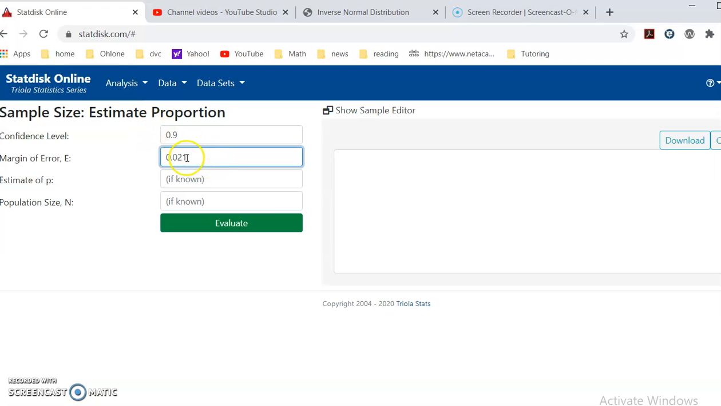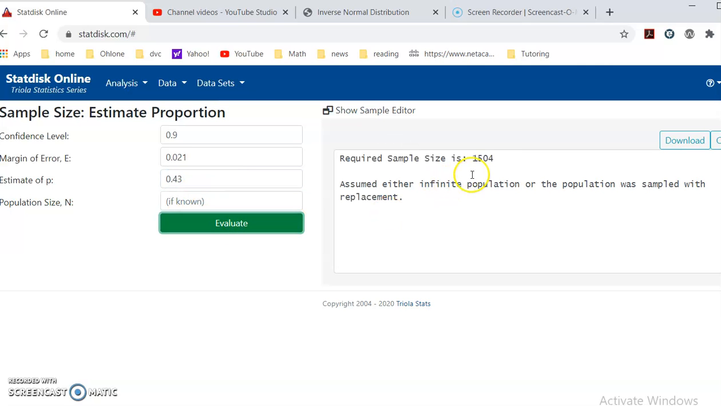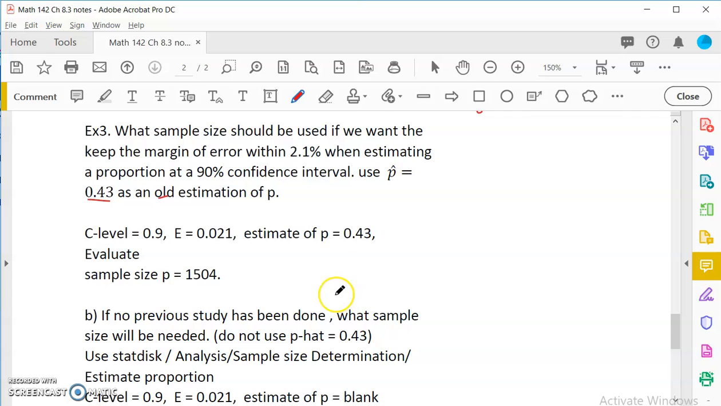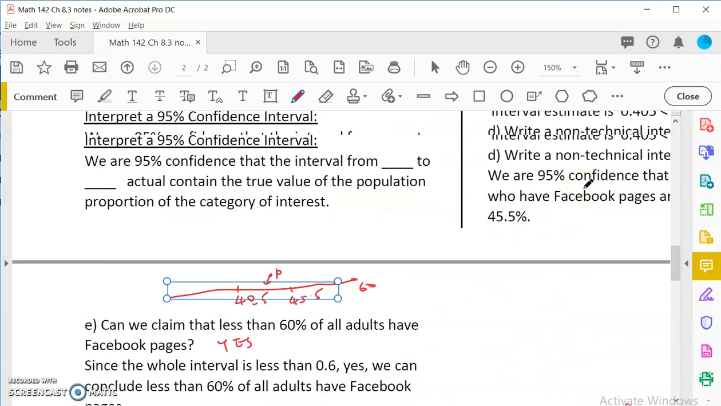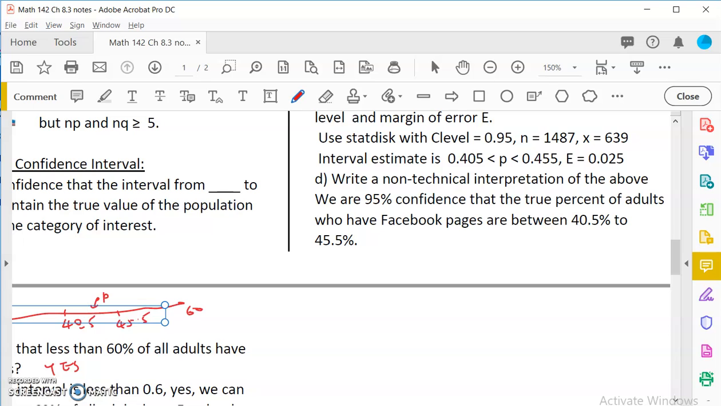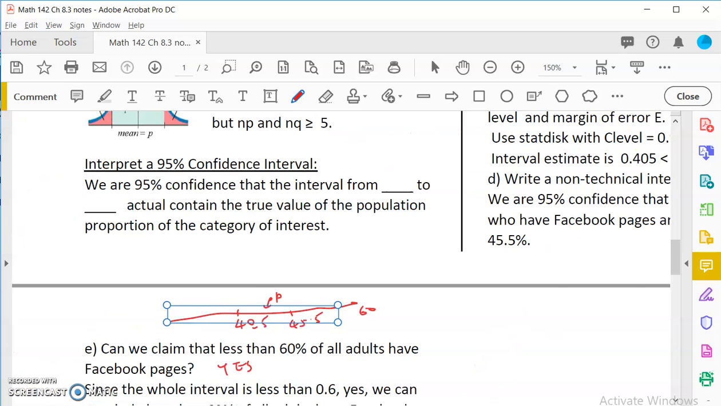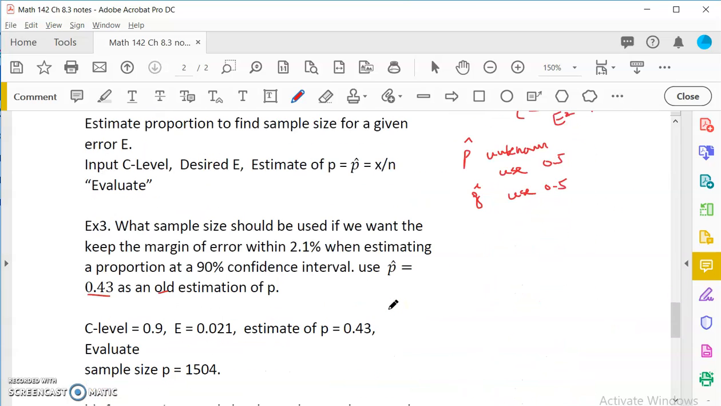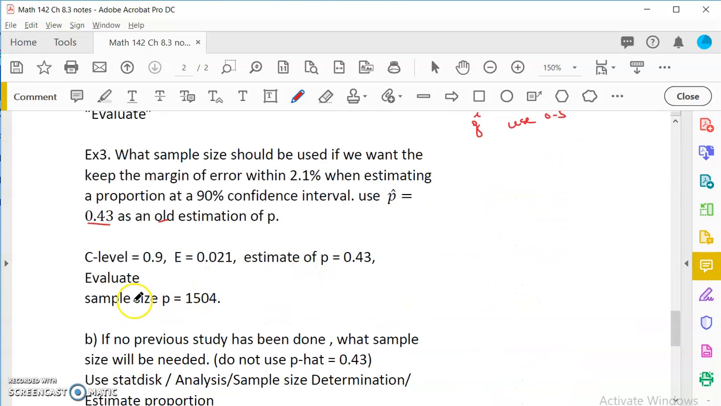And I say I want my new margin of error. Remember, this is not a percentage. It has to be in decimal. And my old estimate is 0.43. And then I evaluate. They will say, oh, use 1504 as the sample size. If you do 1504, you can see that it is a little bigger than the 14 something that we have, right? 1487. You have a margin of error of 0.025. And you can see that if you want it to be lower, to 0.021, then you use a sample size of 1504.